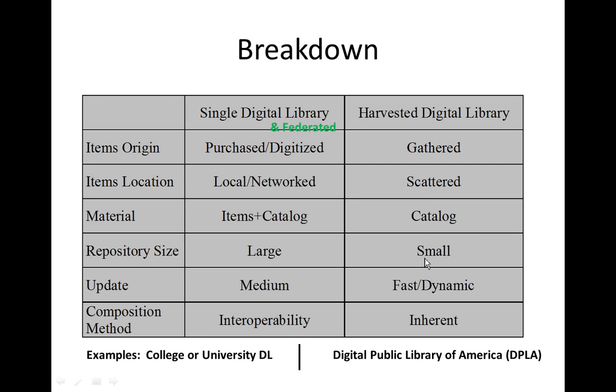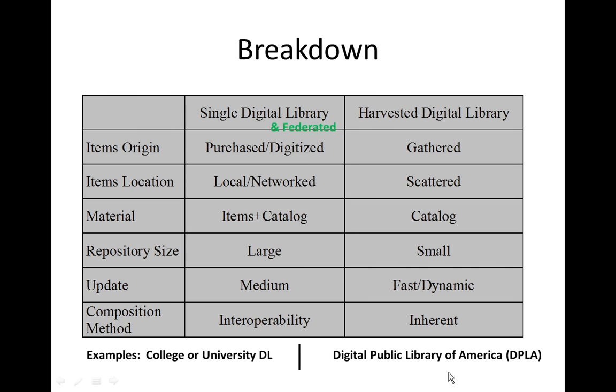The repository size, again, the data footprint is going to be quite small. Depending on the size, DPLA is still quite large, even though they're just metadata records they hold. You're still talking about lots of servers there because they're cataloging a lot of materials. Update is fast and dynamic because how they work is basically all these records are being pushed to them, so it's a fast, updated, dynamic sort of environment. And then the assumption is that it's all interoperable. That's the only way a harvested digital library could work.